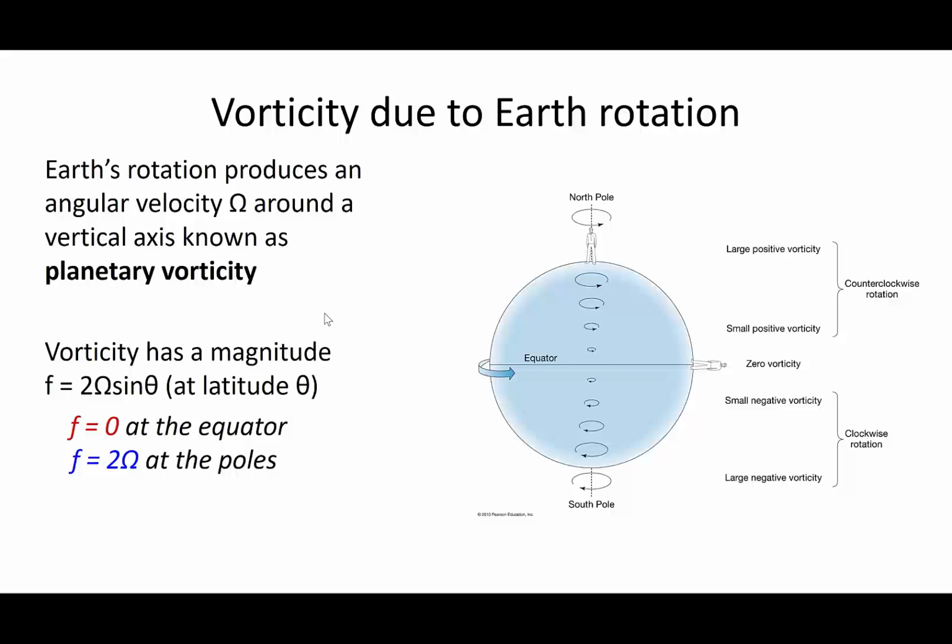Now, you don't have to worry about the maths too much, but the important thing is that sine of 0 degrees equals 0. So vorticity is 0 at the equator and is equal to 2 omega at the poles. So the strength of the vorticity increases as you move towards the poles in both directions.